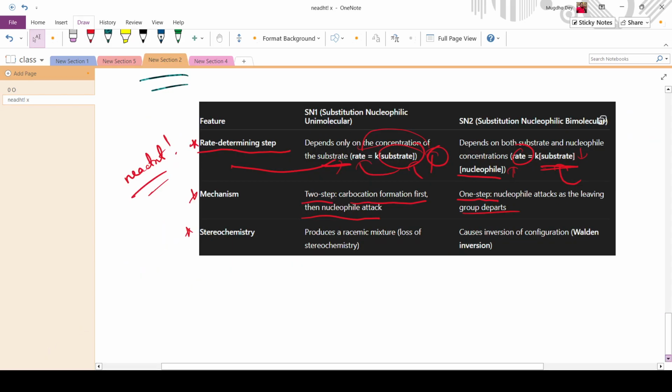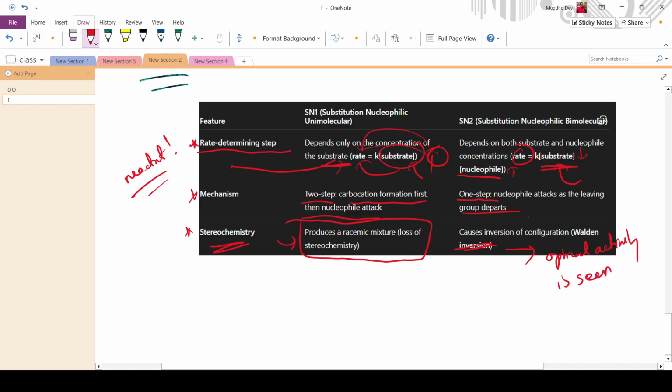Next, we have stereochemistry. In terms of stereochemistry, SN1 leads to the production of a racemic mixture. Racemic mixture means there will be no optical activity. But SN2 causes inversion of configuration, meaning optical activity is seen.